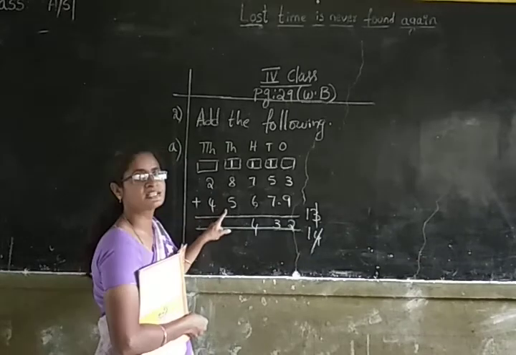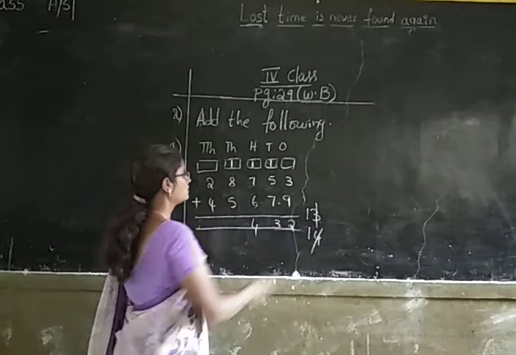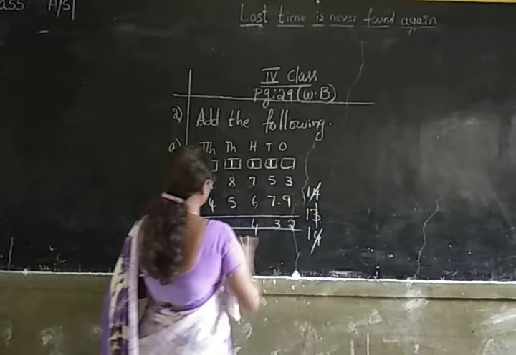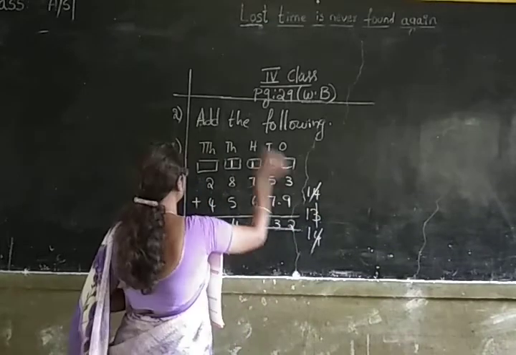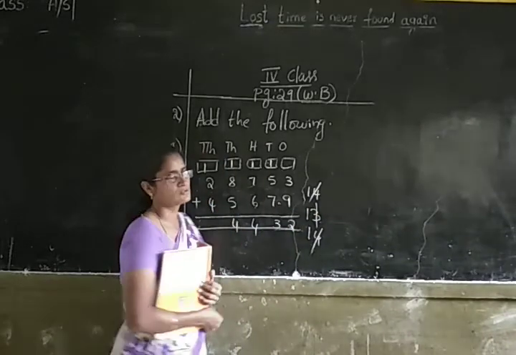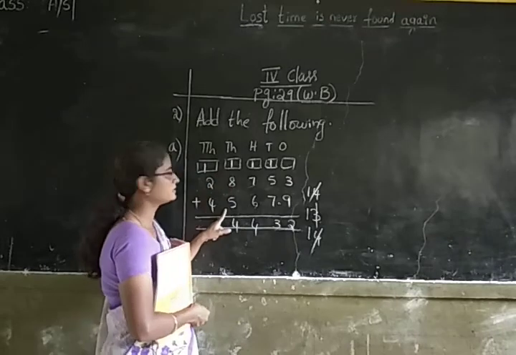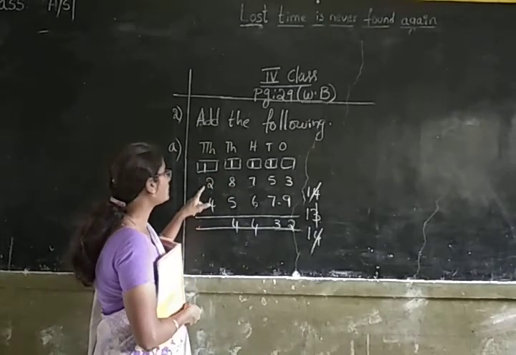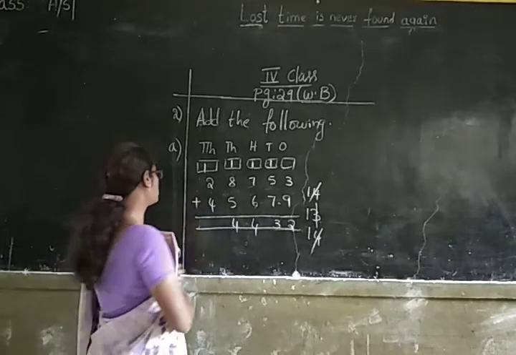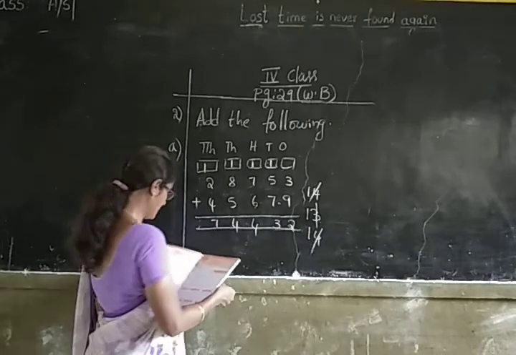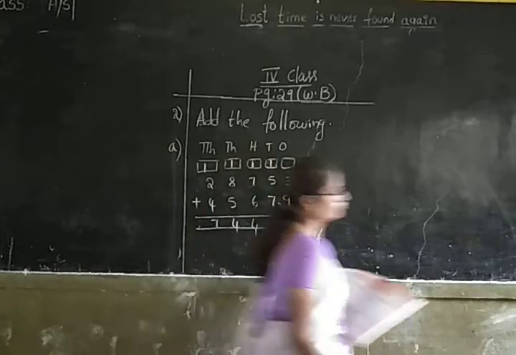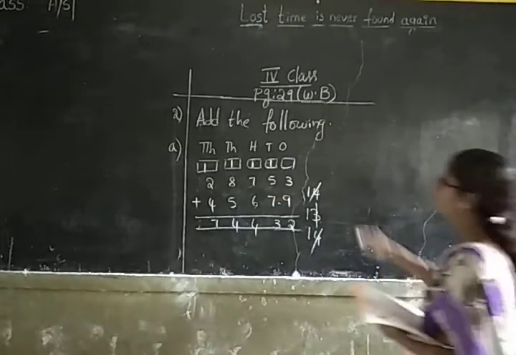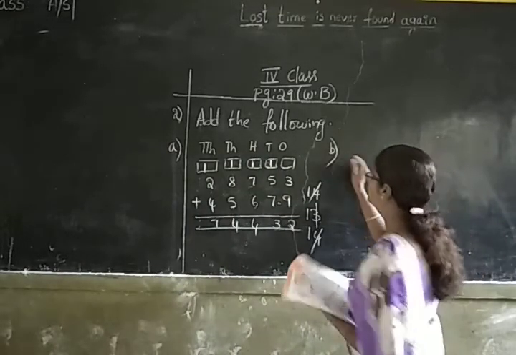8 plus 5 is 13 and 13 plus 1 is 14. You have to write 4 in thousands place and carry away 1 to the 10,000s place. After adding the numbers in thousands place, you have to add the numbers in 10,000s place. 4 plus 2 is 6 and 6 plus 1 is 7. So the answer is 74,432.